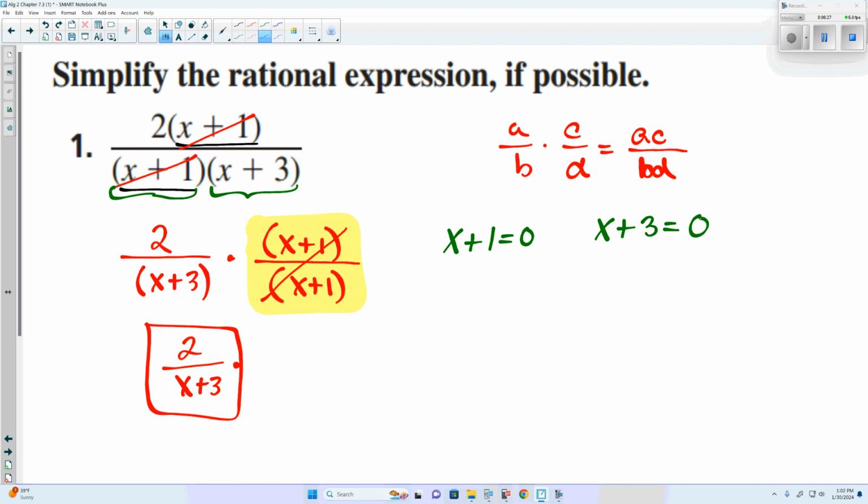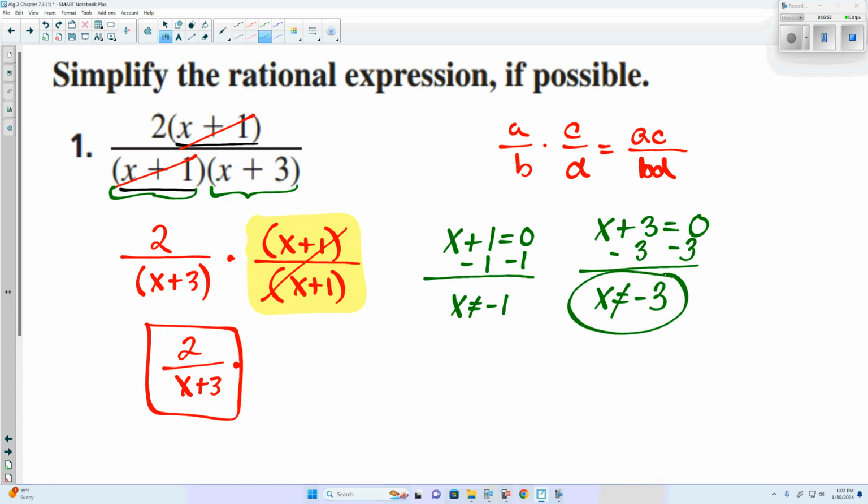It cannot be 0. And an easy way for us to determine what would make those two be 0 as well, we set them equal to 0 and solve. So for our x plus 1, we subtract 1 from both sides, telling us x cannot be -1. For our other one, we would subtract 3 from both sides, telling us x cannot be -3.